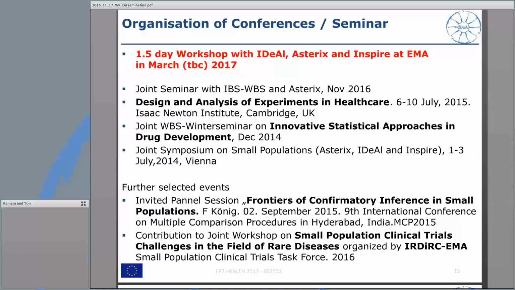Also, in the beginning of the project, we had a big joint symposium together with Asterix and Inspire to coordinate our activities here in Vienna. And there were also some half-day seminars organized with IBS in the last years. The most recent one was just after our yearly assembly at the beginning of November together with Asterix here in Vienna.